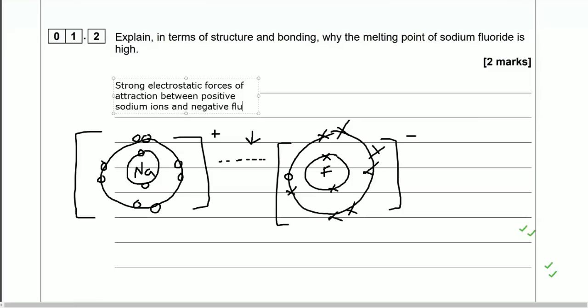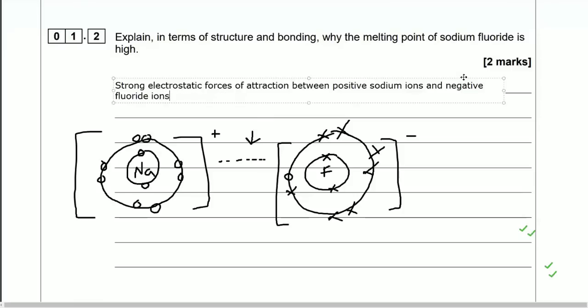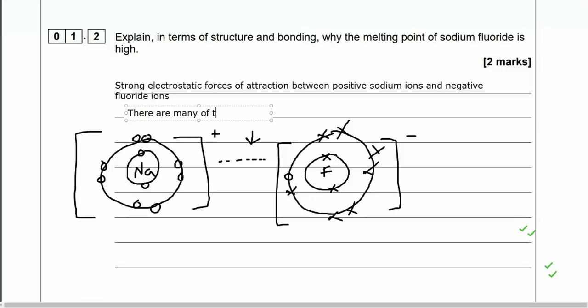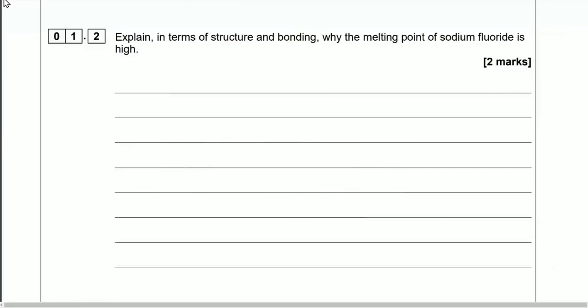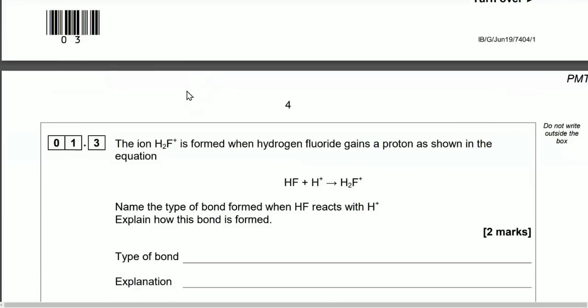Strong electrostatic forces of attraction between the oppositely charged ions require lots of energy to break. Now, in a giant ionic structure, you're going to have many of these strong electrostatic forces of attraction that are known as ionic bonds, and you're going to require lots of energy to break them. Hence why sodium fluoride has a very high melting point, and you don't often see salt melting when you're doing your cooking. All right, let's get on to 1.3.